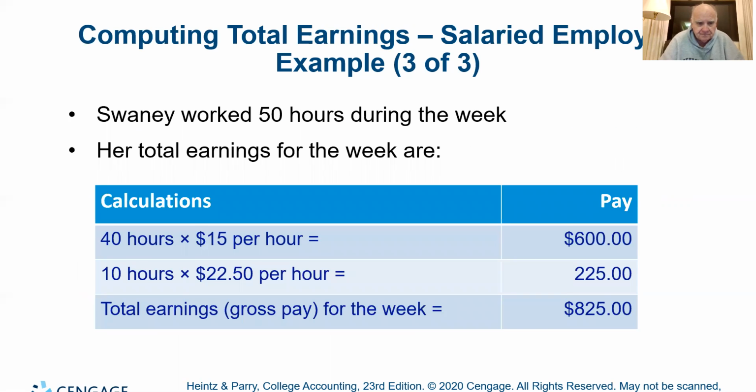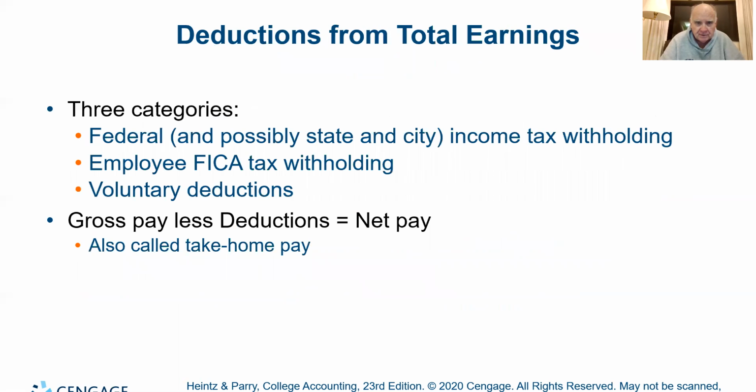So here we go. This person worked 40 hours at $15 an hour and then got 10 more hours at overtime. Added up, 825 debit salaries and wages expense. So the key thing with the payrolls that are not hourly, you must always turn them into an annual amount and then divide by 2,080, which is 52 weeks times 40 hours.